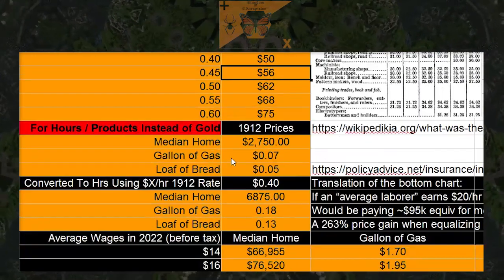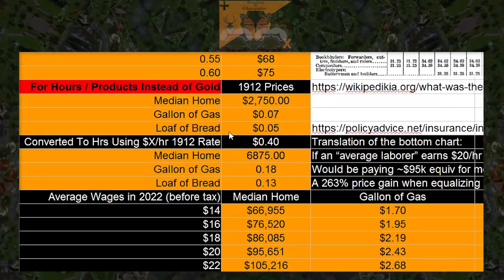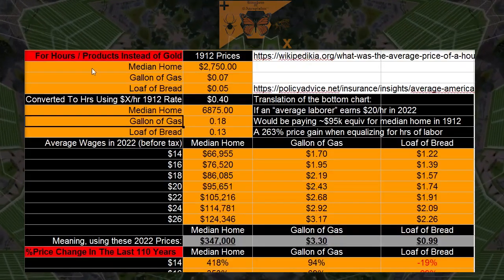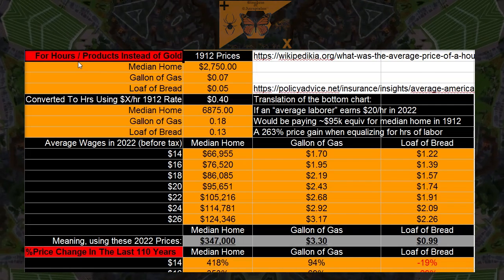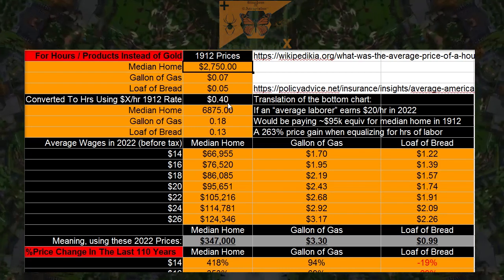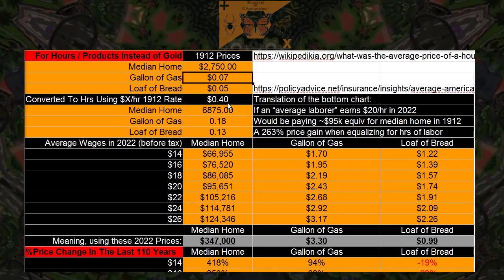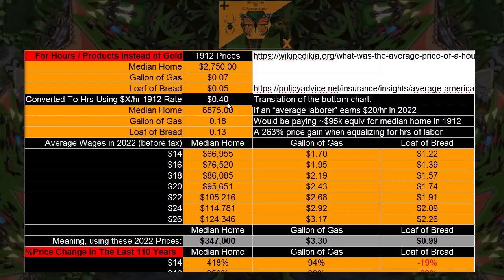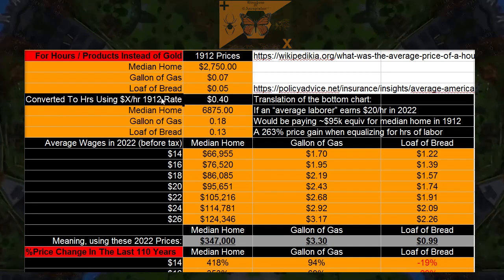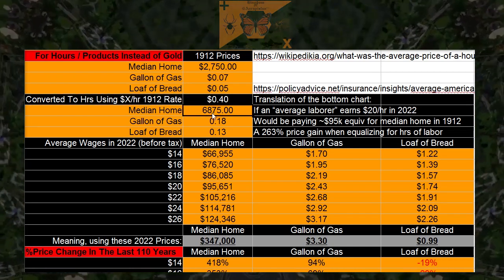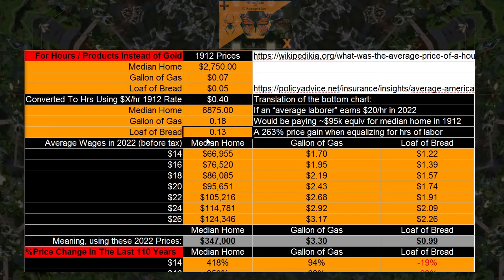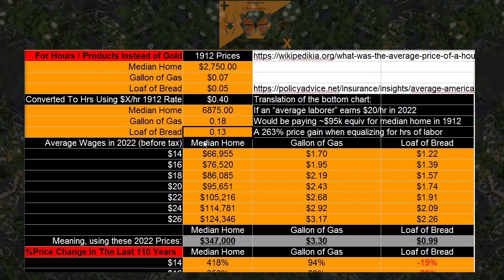So, moving on to the next form of calculation. This is converting these 1912 prices to hours. So we have our median home price, the price of a gallon of gas, and the price of a loaf of bread. Now you just take the average from above, your 40 cents an hour, converting to hours using this rate. You have 6,875 hours for a home price, 0.18 for a gallon of gas, 0.13 for a loaf of bread. Makes sense so far?